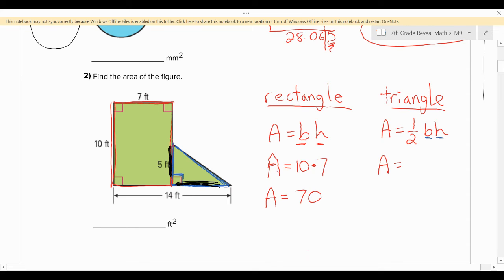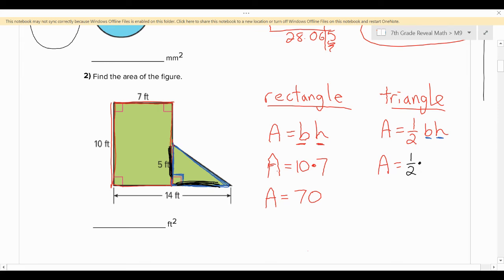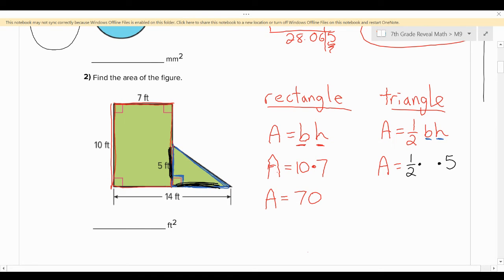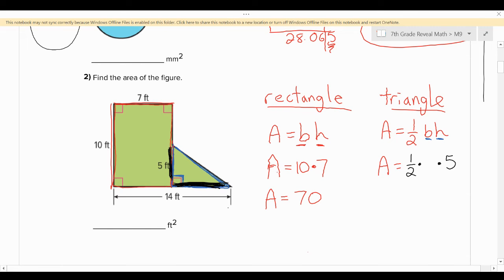So the 5 is pretty easy to see, right? So 1/2. 5 is one of those dimensions that meets at a right angle. Depending on the way you hold it, right now it looks like my height, so I'll put it in there. What's the base though? What is that other line that meets together to form that right angle? All right, well, it's not 14 because all the way here is 14.